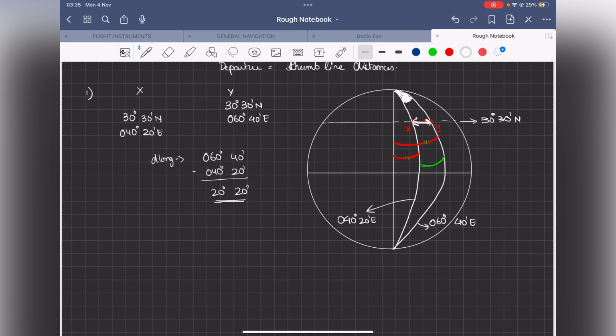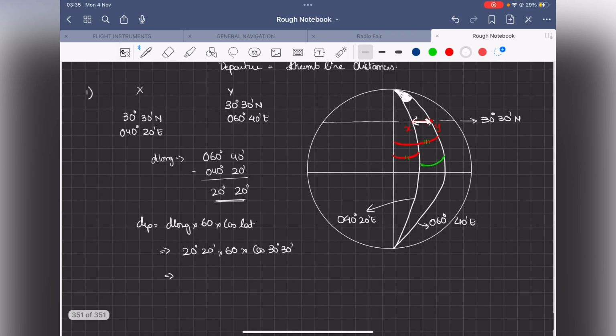Hence, we have a formula. What does the formula say? Departure says d long into 60 into cos of lat. So what do you get there? Okay, you get 20 degrees 20 minutes into 60 into cos of 30 degrees 30 minutes. When you put this into your calculator, you get 1052 nautical miles, right? So this distance between point X and Y, which both lie on 30 degrees 30 minutes north, is 1052 nautical miles. Okay, that's what you calculated.